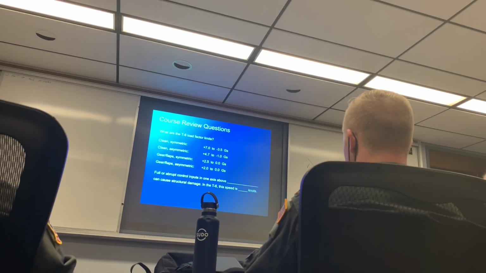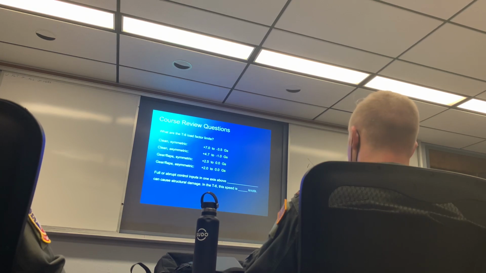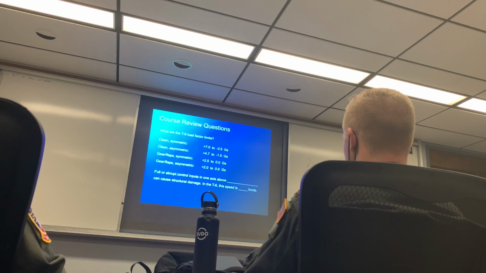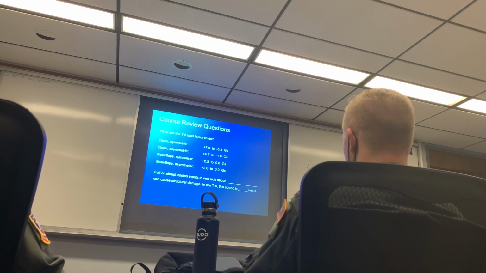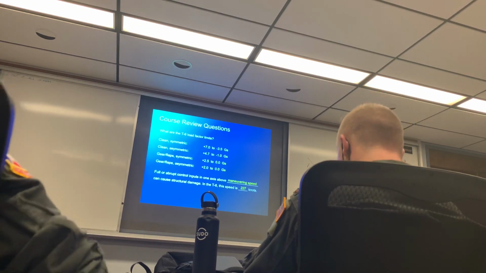Full or abrupt control inputs in one axis above what can cause structural damage? Above the maneuvering speed. And that is what in the T-6? 227 knots.